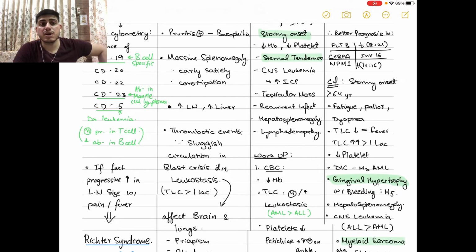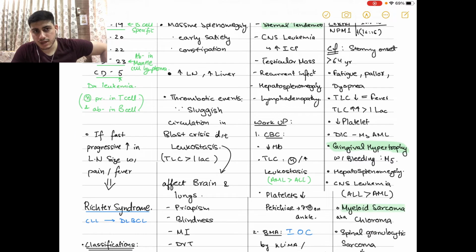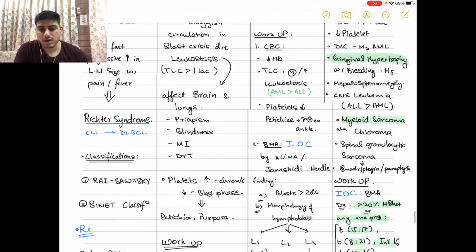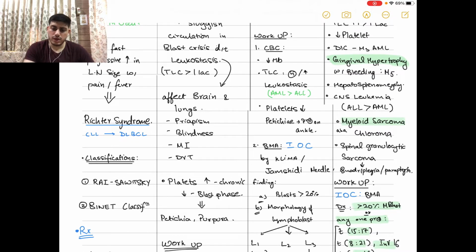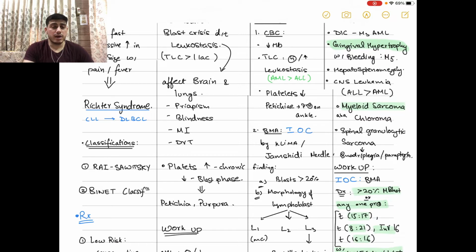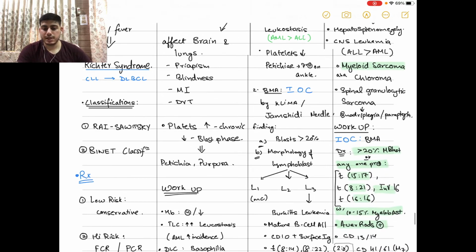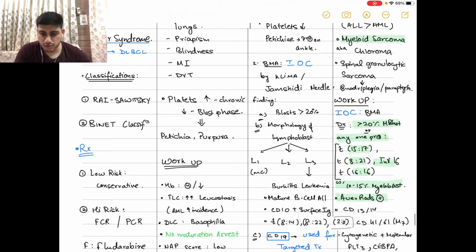Then in CNS leukemia, what will be there? There will be increased intracranial pressure, and obviously it can cross and reach the testes, so a testicular lump can also be found. Recurrent infections, hepatosplenomegaly, lymphadenopathy, I already told you why it happens. Now the workup. For the workup, first of all you will do the CBC. You will find low HB, TLC will be elevated, leukostasis will be there, and AML is more associated than ALL for leukostasis. Now the platelets will be decreased, so similar features of low platelets.